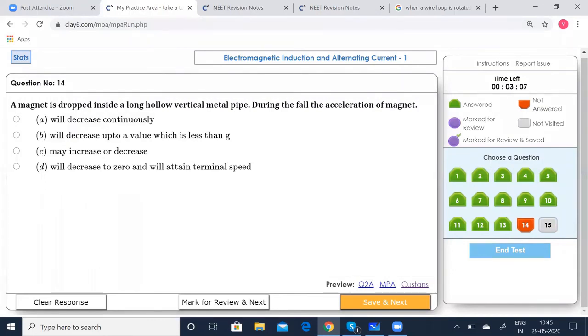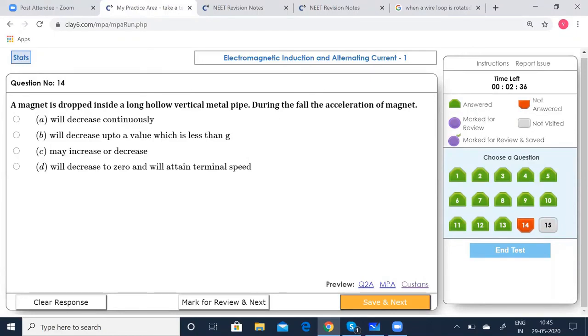A magnet is dropped inside a long, hollow, vertical metal pipe. During the fall, the acceleration of the magnet will decrease continuously up to a value which is less than g, may increase or decrease, or will decrease to 0 and attain terminal speed. Now, the falling magnet will experience an upward force, and so the acceleration of the magnet will decrease.